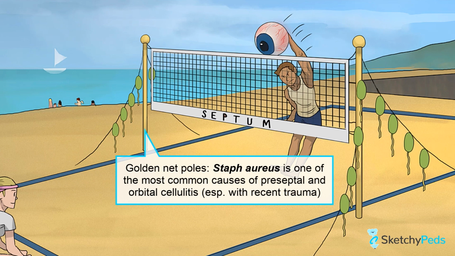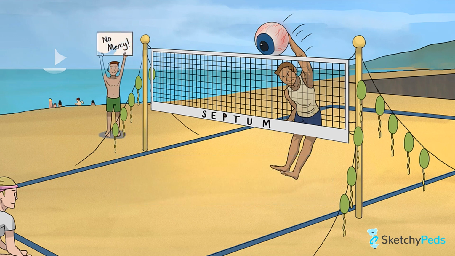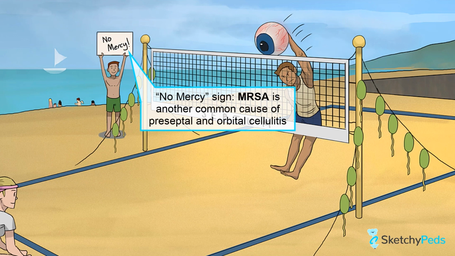Staph aureus is one of the most common causes of both preseptal and orbital cellulitis. You'll see that represented by our golden staff holding up the volleyball net. Staph aureus is especially common when there has been preceding trauma to the skin around the eye. Unfortunately, MRSA is becoming more and more common as a causative agent as well. MRSA is represented by the no mercy sign on the side of the court.